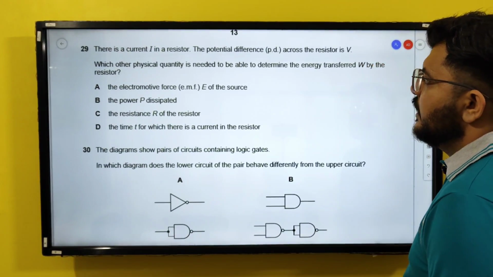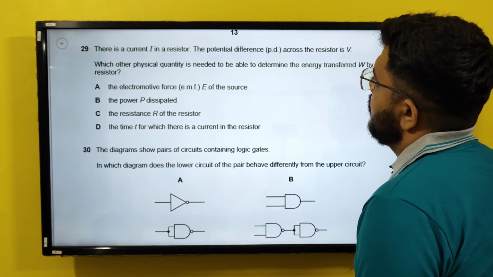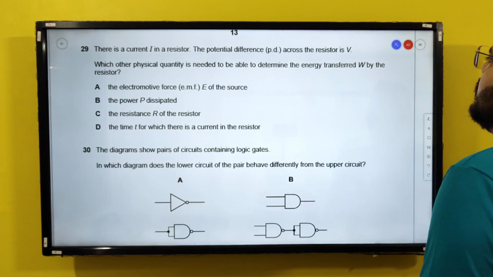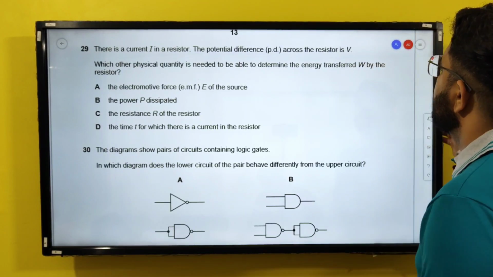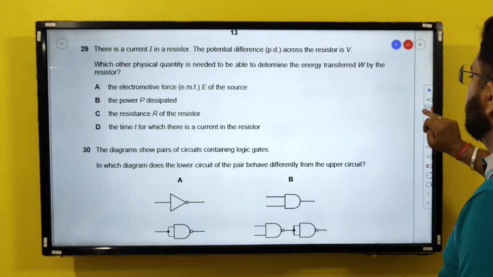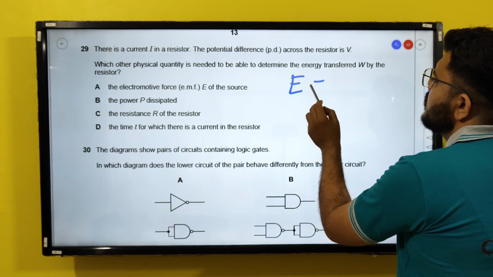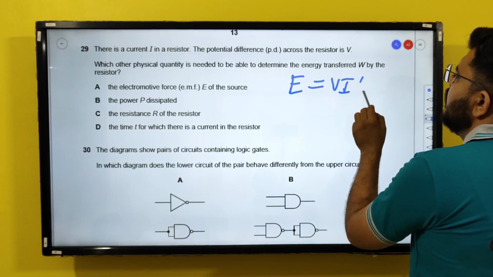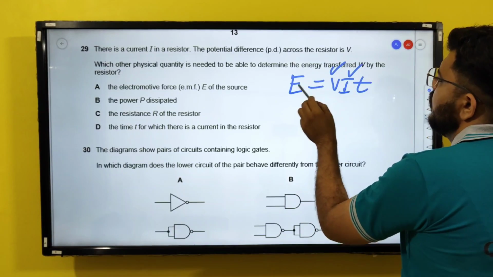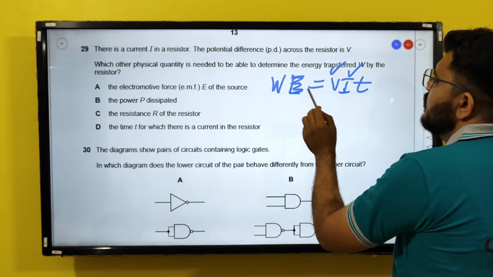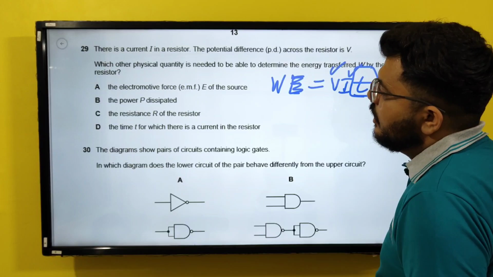Then we have question 29. There is a current I in a resistor. The potential difference across the resistor is V. Which other physical quantity is needed to be able to determine energy transferred W by the resistor? So let's see. We know that energy transferred by a resistor is written as IVT. So this is already given, and they are saying this is not E, it's W. What else do you need? You need T.